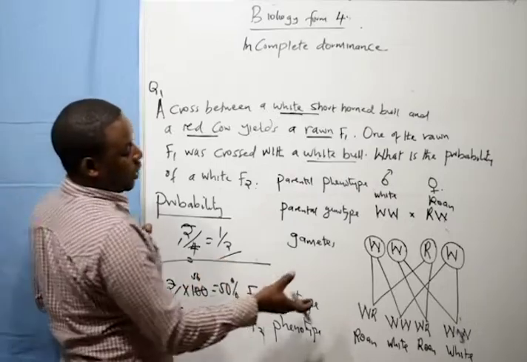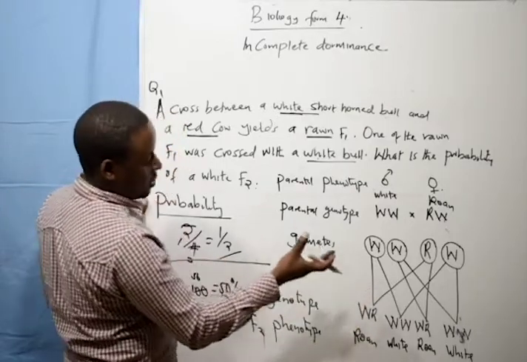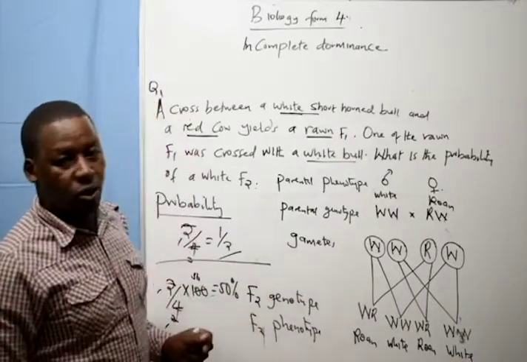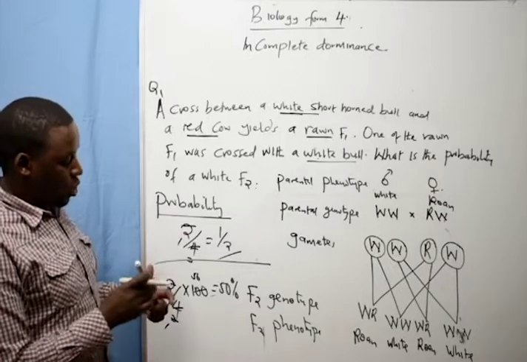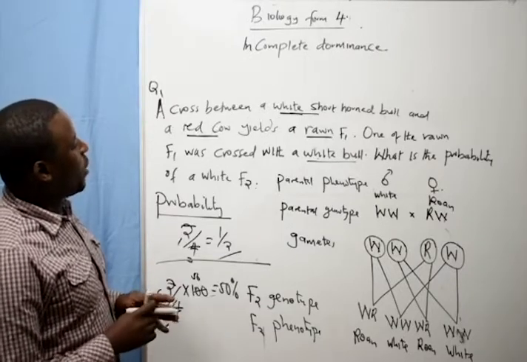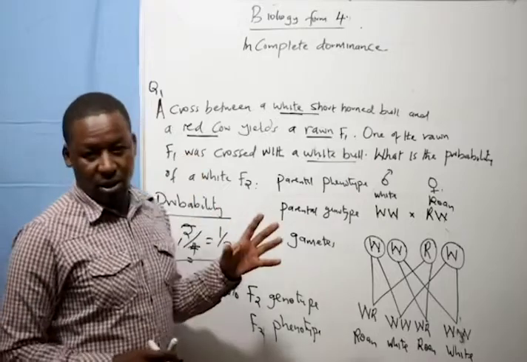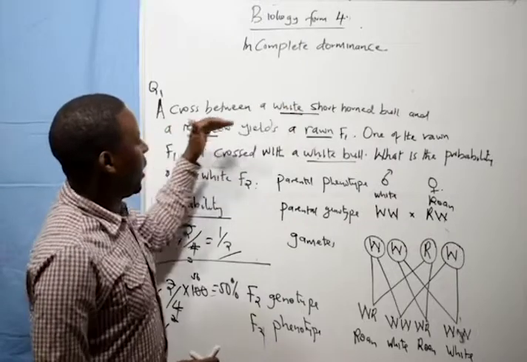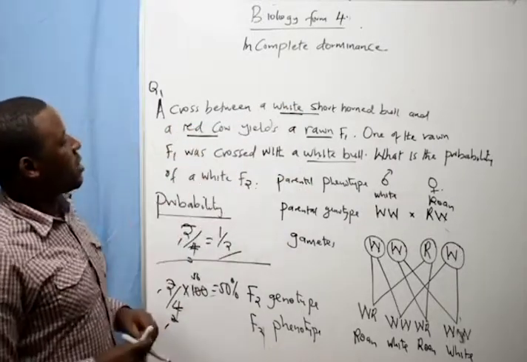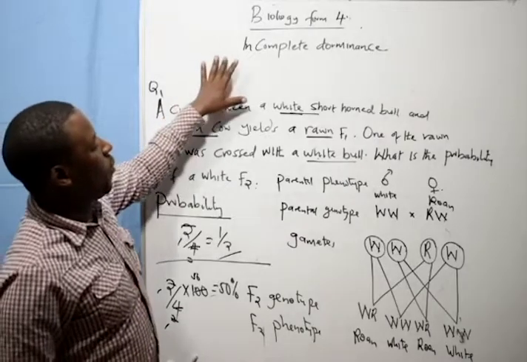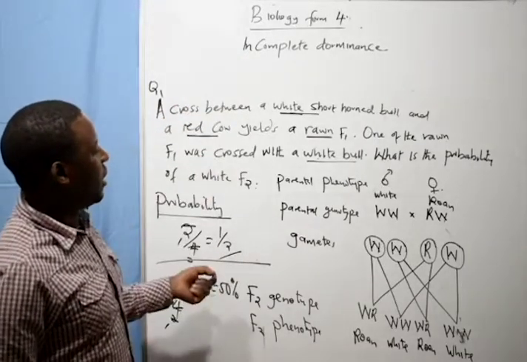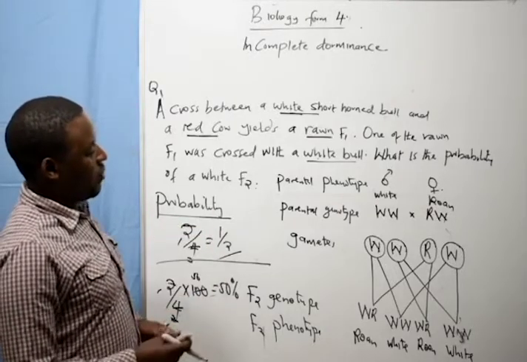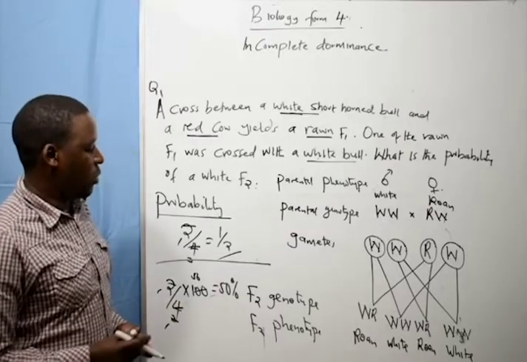Remember this, you can also do this cross or this inheritance using a Punnett square instead of a genetic cross. Either can be used to show inheritance. Therefore, in any characteristics or any cross where we have three features, for example white, red, and roan, that shows a case of incomplete dominance, where none of the genes or alleles is dominant over the other. So therefore, both are given two different capital letters.